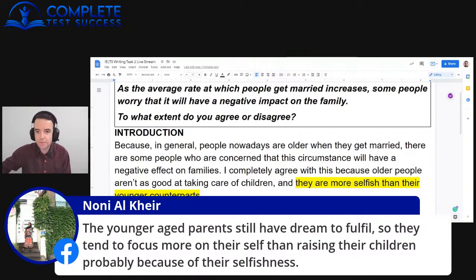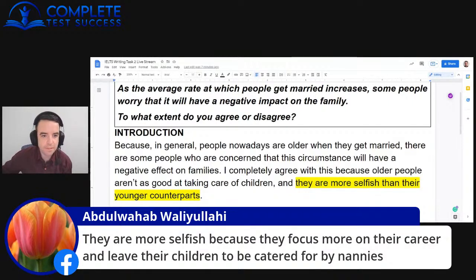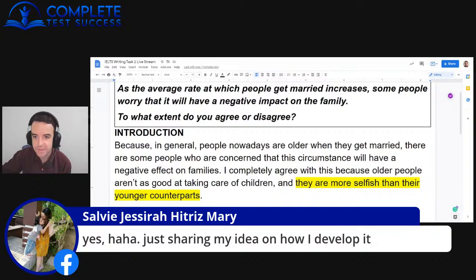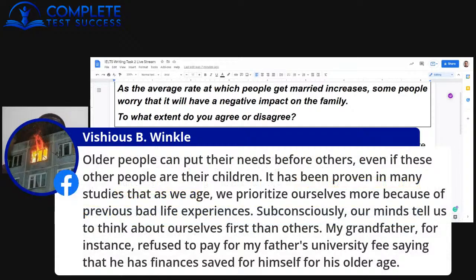for example, Dr. Abdul Wahab's, where they've been focusing on their careers for so long that they feel more invested in their careers than they do in their children, which is a new thing compared to their careers, which they've been nurturing for longer. Yep, that's perfect, Selvi. In the context of this lesson, that language is completely fine. It's just older people can put their needs before others, even if these other people are their children.